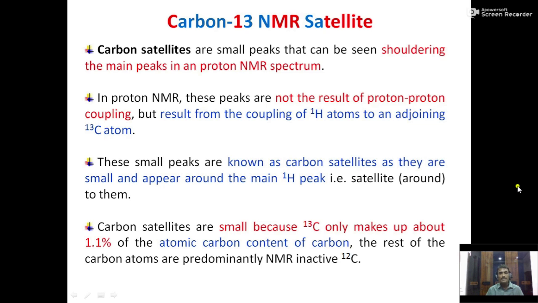In proton NMR, these peaks are not the result of proton-proton coupling, but are because of the coupling of the H1 atom with the adjoining C13 atom. These small peaks are known as carbon satellite peaks. As they are very small, they appear around the main H1 peak. That's why it is called a satellite. Carbon satellites are small because the abundance of C13 is very low. We have already seen that the abundance is approximately 1.1% of the carbon content. The rest of the carbon atoms are predominantly NMR inactive carbon-12 isotope.